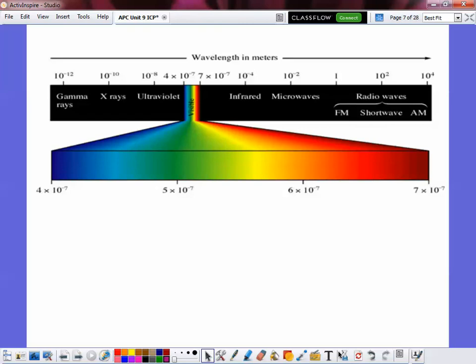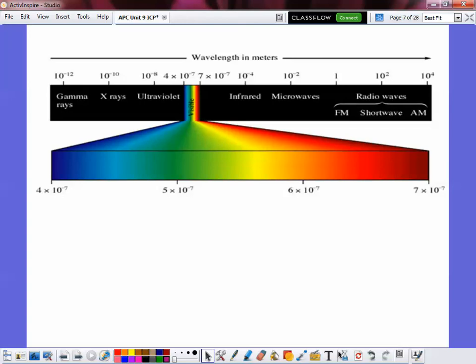All right, so here is the electromagnetic spectrum. I pulled this from your guided notes. So, across the top has wavelength in meters. Our farthest to the right are things like radio waves and stuff like that. Those are going to be our longest wavelengths. That's like 10 to the 4th meters. Huge! Huge.